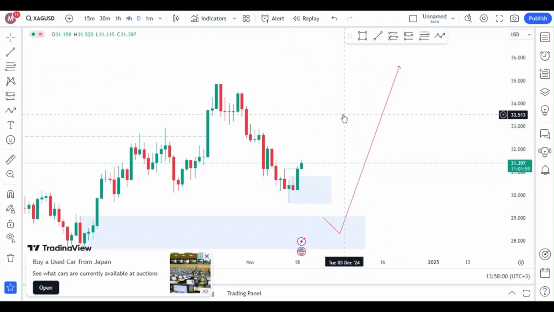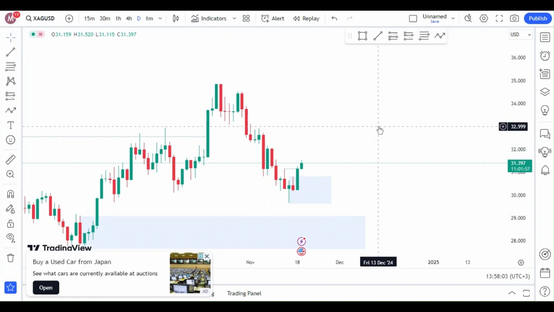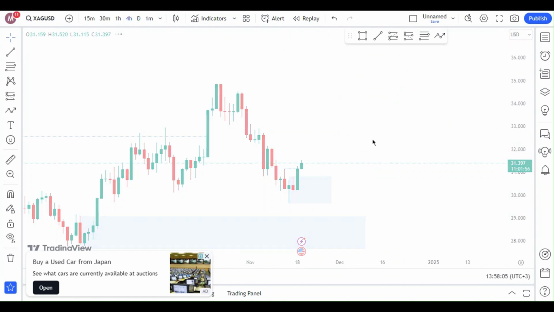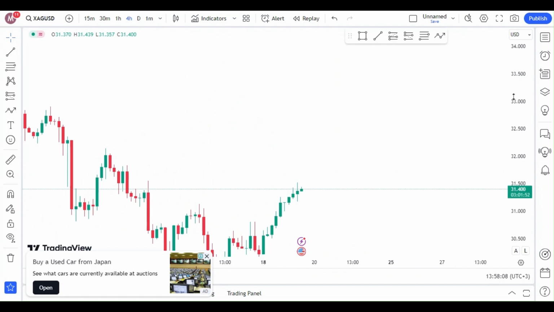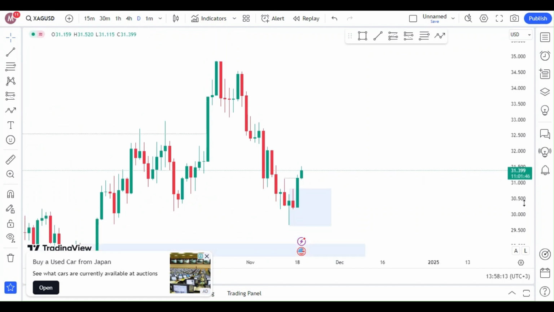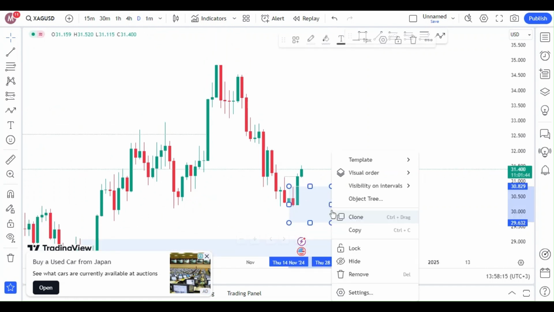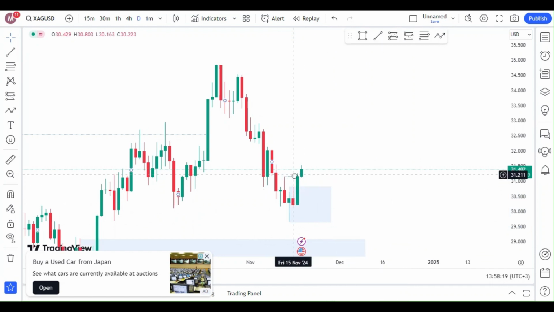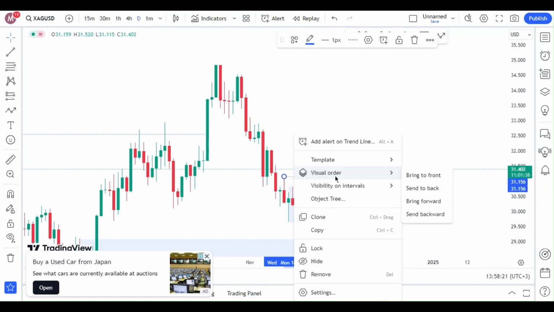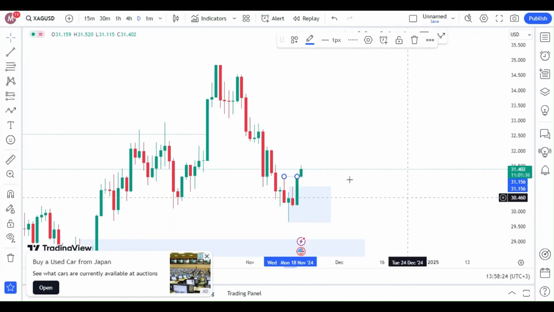So let me first drop to the 4 hour time frame. On the 4 hour time frame, hold on. Let me just briefly make this visible on the lower time frames as well, current and below.